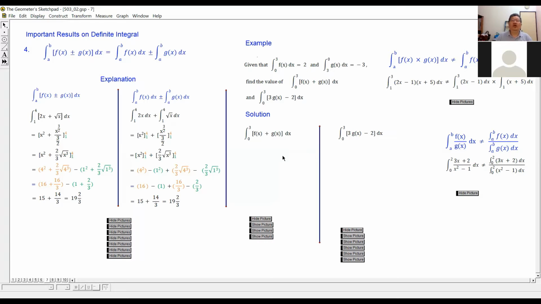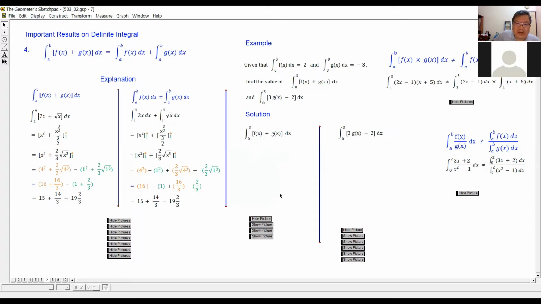So now I'm going to do the first part. What is the first part? The first part is this one. Find the value of this definite integral. So this one I copy here, and this is what I need to find. Now, the integral from 0 to 3 of f(x) plus g(x) dx.